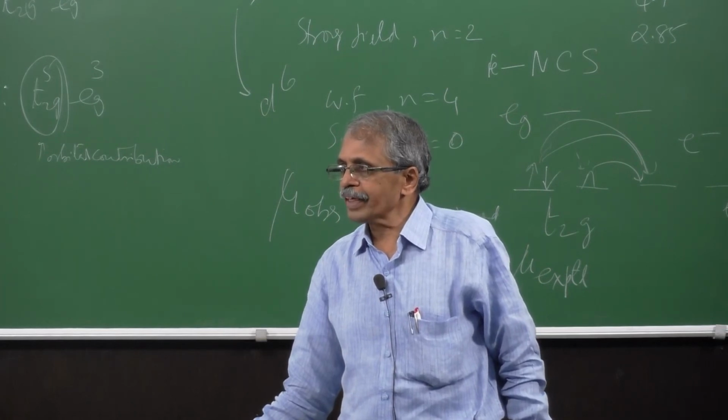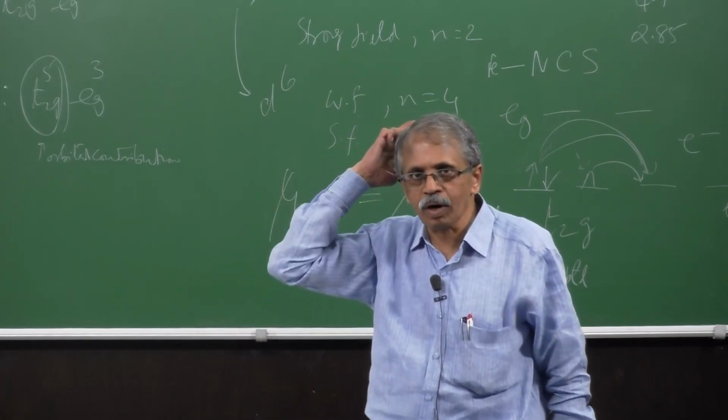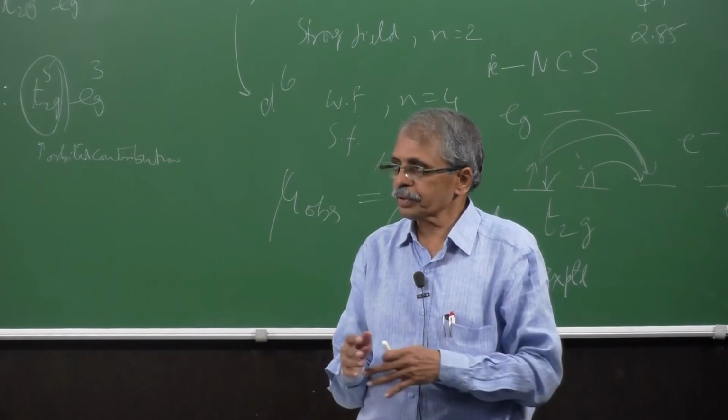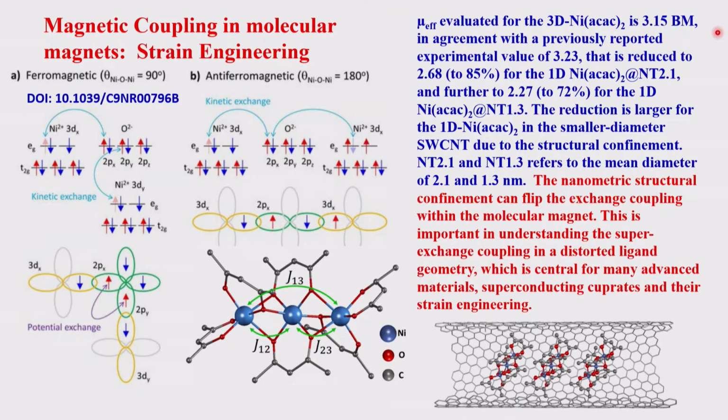So, for example, if you take nickel acetylacetonate twice in a 3-dimensional, 3D system, it gives a 3.15 Bohr magneton, which is reasonably in agreement with the 3.23 experimental value. Now, if you put this into a 1D kind of thing. So, how do you make this nickel acetate 1D? Put it on this carbon nanotube.